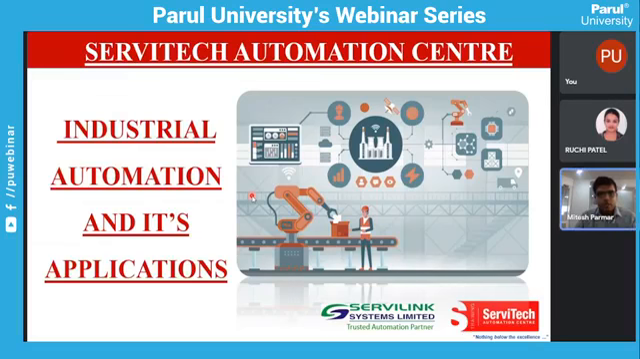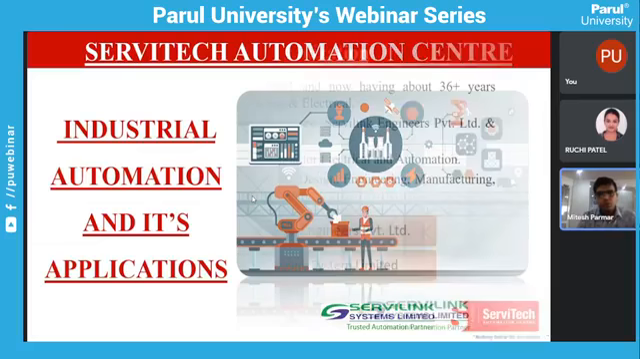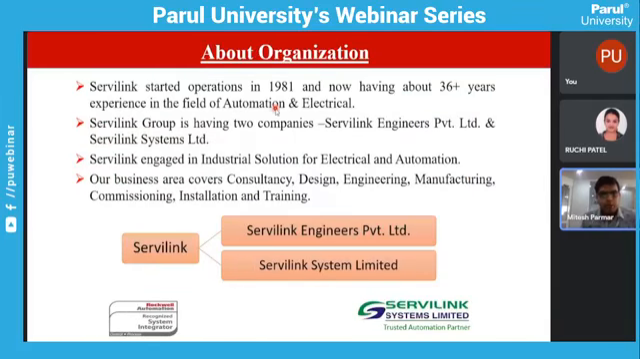So, before starting today's webinar, I want to introduce our organization, that is Surveilling Group. Basically, we have started our operations in the field of electrical and automation since 1981. Our major sectors in the industry are automation and electrical. In Surveilling Group, we have two companies. Surveilling Engineers Private Limited is in the field of electrical, working in battery chargers and UPS systems. Surveilling Systems Limited is in the core field of industrial automation, where we have different business areas like consultancy, design, engineering, manufacturing, commissioning, installation, as well as industrial automation training.